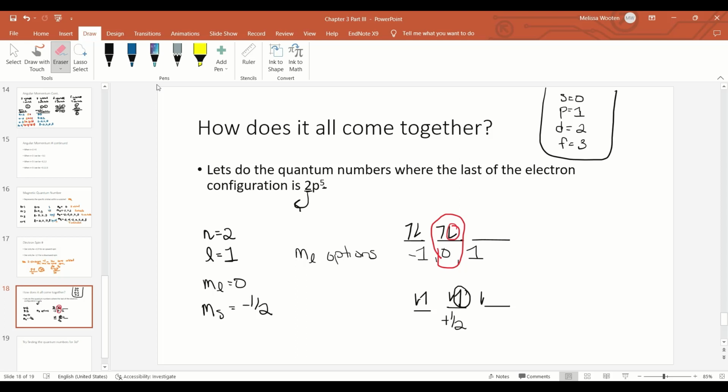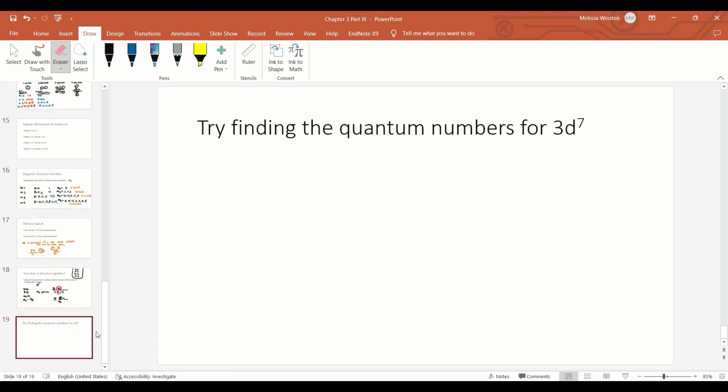And so if you go through some tutorial videos, I just want to point out, as long as those two spins are different within the same orbital, and that's how you're drawing it out, and you get a different spin number, that is fine. But also for consistency, it might just be easier to draw it up in the beginning and go through and then put the down arrows after you put one in each orbital, okay? And so this would be your quantum numbers for where the last of the electron configuration is 2p5. Okay? And so pause the video and try finding the quantum numbers for 3d7.